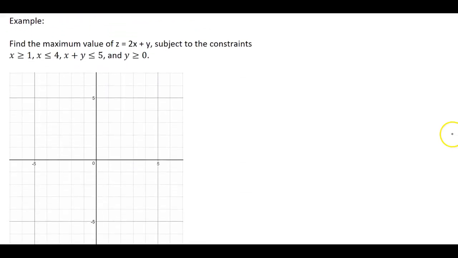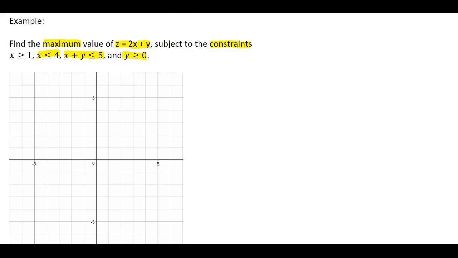Alright, so we're going to find the maximum value of z equals 2x plus y. So guys, this is our objective function, and we want to maximize that. So those are two things to keep in mind, okay? All right, now here are constraints. We have 4 of them. We have x greater than or equal to 1, x less than or equal to 4, x plus y is less than or equal to 5, and y is greater than or equal to 0.